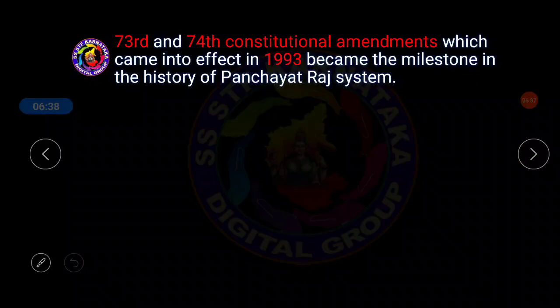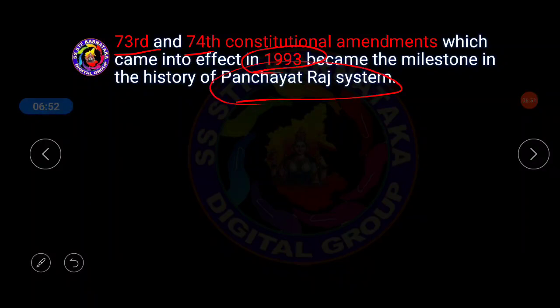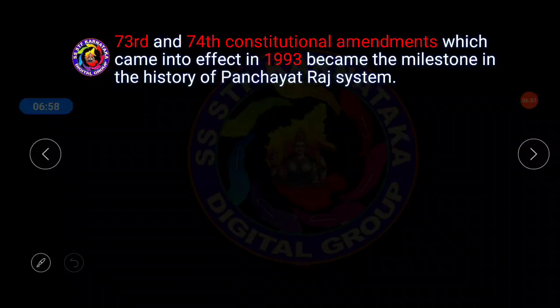Next one, as a result of effort, the 73rd and 74th constitutional amendments were introduced, which came into effect in the year 1993, and that became the milestone in the history of local self-government in India. Remember, we already know that initiatives were taken by Lord Ripon, who is called the father of local self-government in India. Then Mahatma Gandhi's dream was to be realized with the help of Article 40.